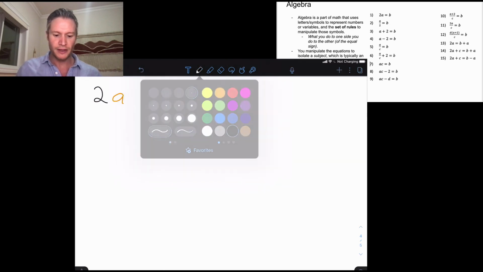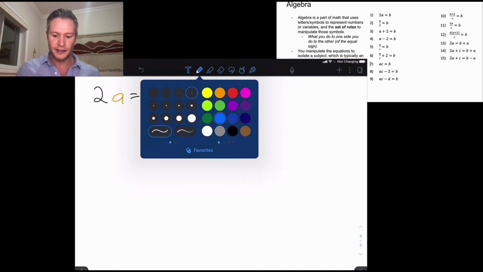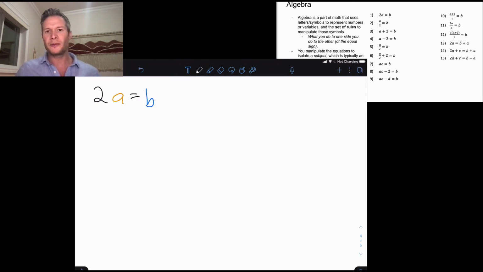2a equals B. Okay, so what is this all about? Well, what are we saying here really? We're saying 2 multiplied by A gives us a product of B. So whatever A happens to be, or whatever value it is, when we double it, it becomes B.